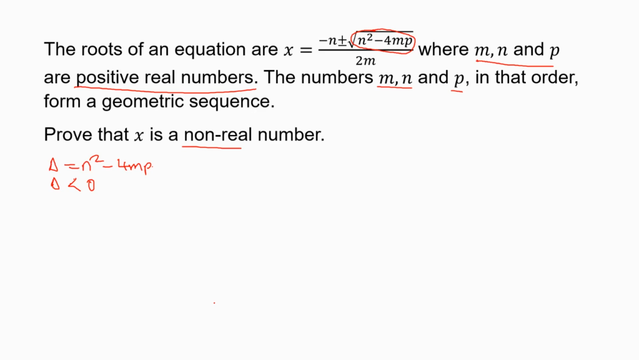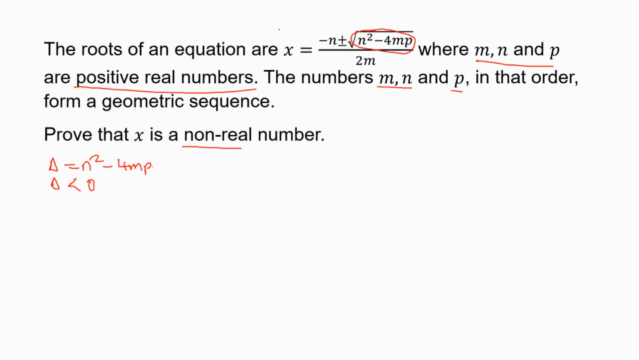If the discriminant, this expression underneath the root sign, is negative, then this whole thing is non-real, because you cannot have a square root of a negative number. So we have to prove that the discriminant is negative.